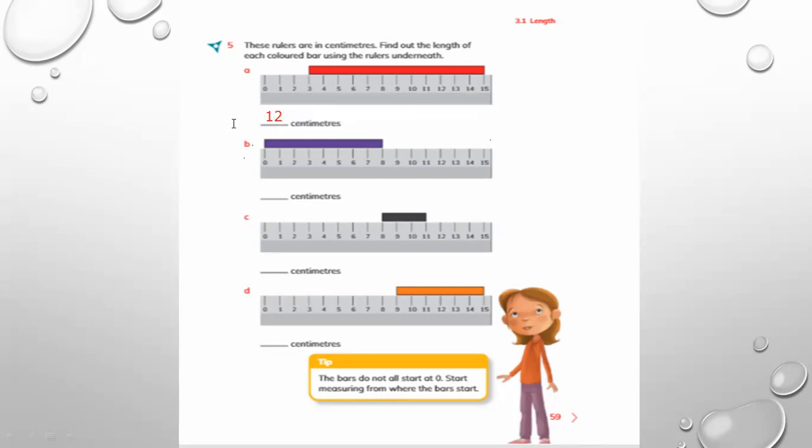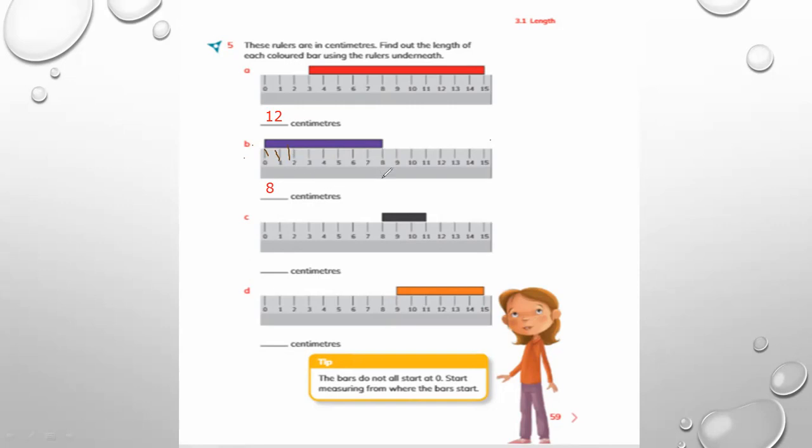Okay. So next one, it is easy. So it is starting from 0. So this is easy to count. 1, 2, 3, 4, 5, 6, 7, 8. So it is 8 centimeter long. Okay. So this is right. You can also use your pencils, like counting one number and second number and third number, 8 centimeters.